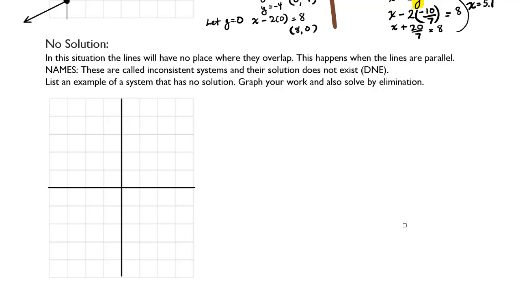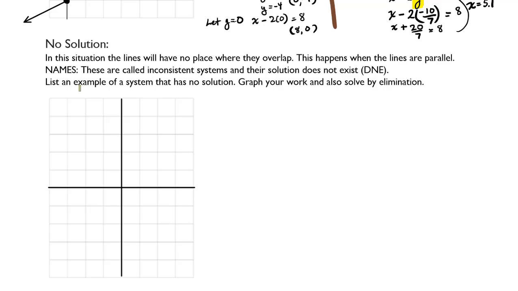Welcome back, everyone. We're now going to look at an example where we have no solution. In this situation, the lines will have no place where they overlap. This happens when the lines are parallel. Some ways we would describe two parallel lines in a system are called inconsistent systems, and their solution does not exist. That's because they never touch each other. The lines never touch.